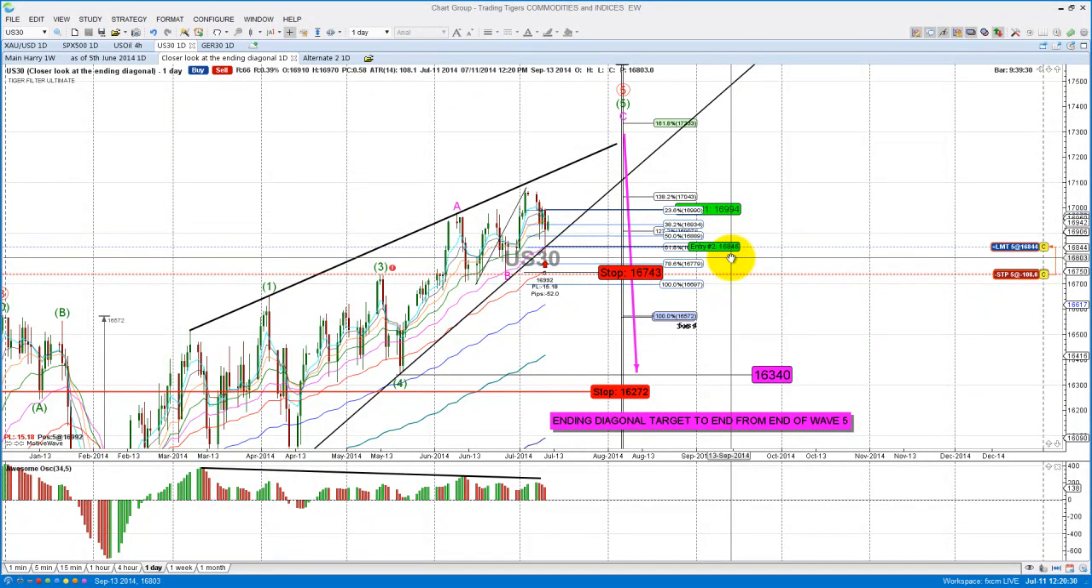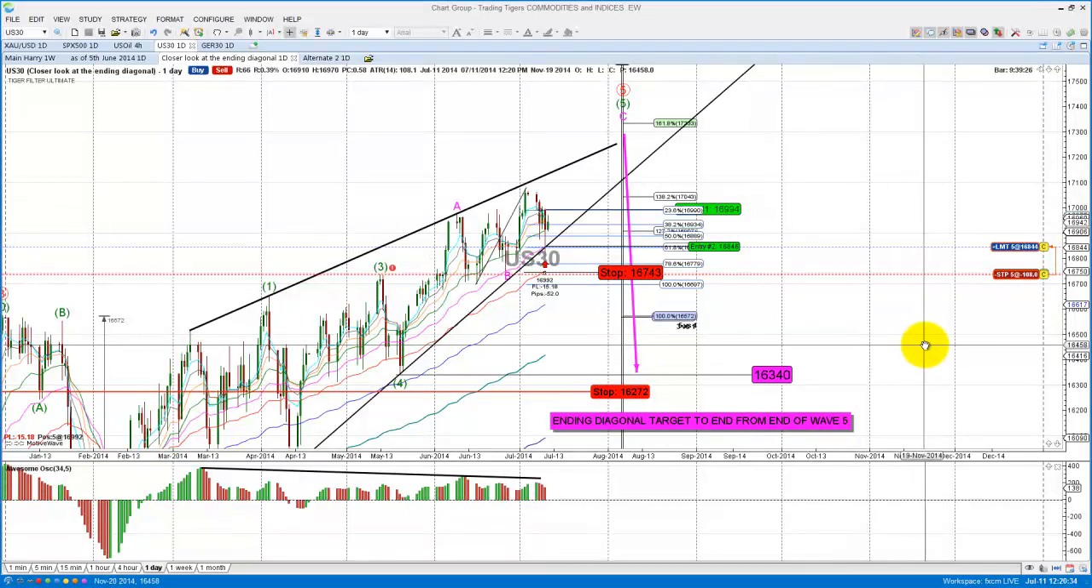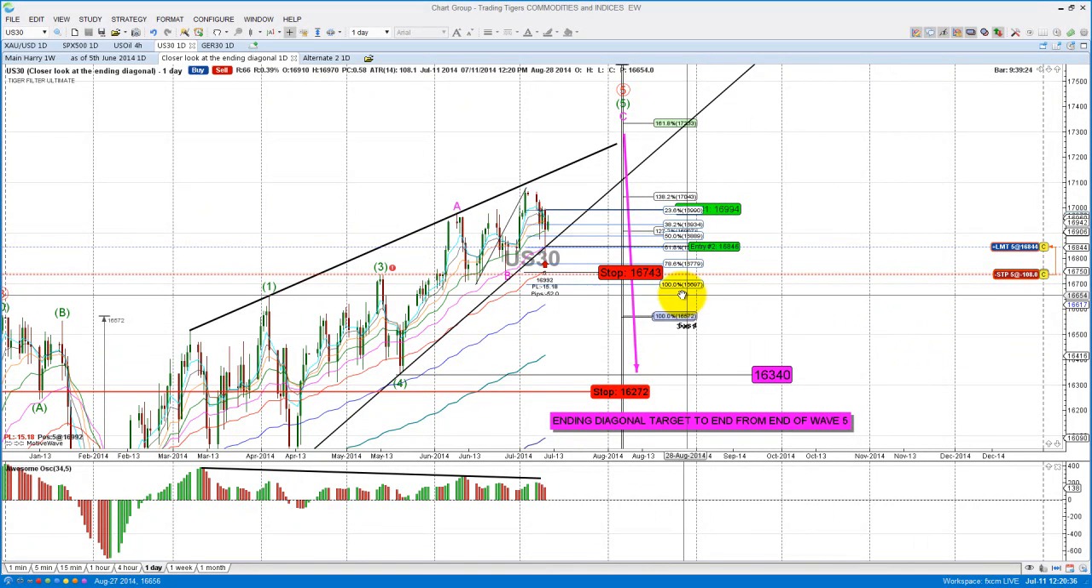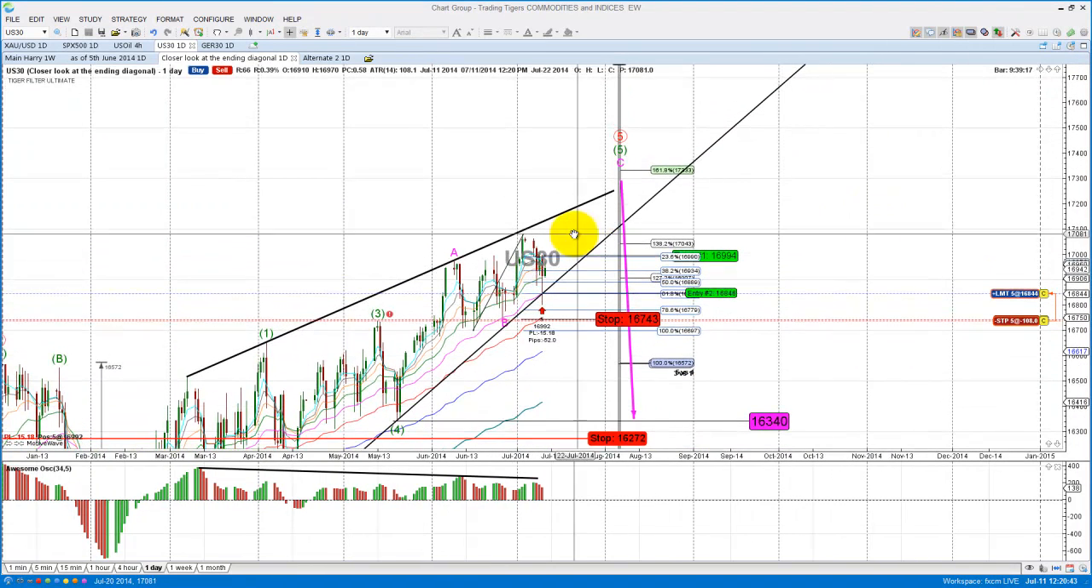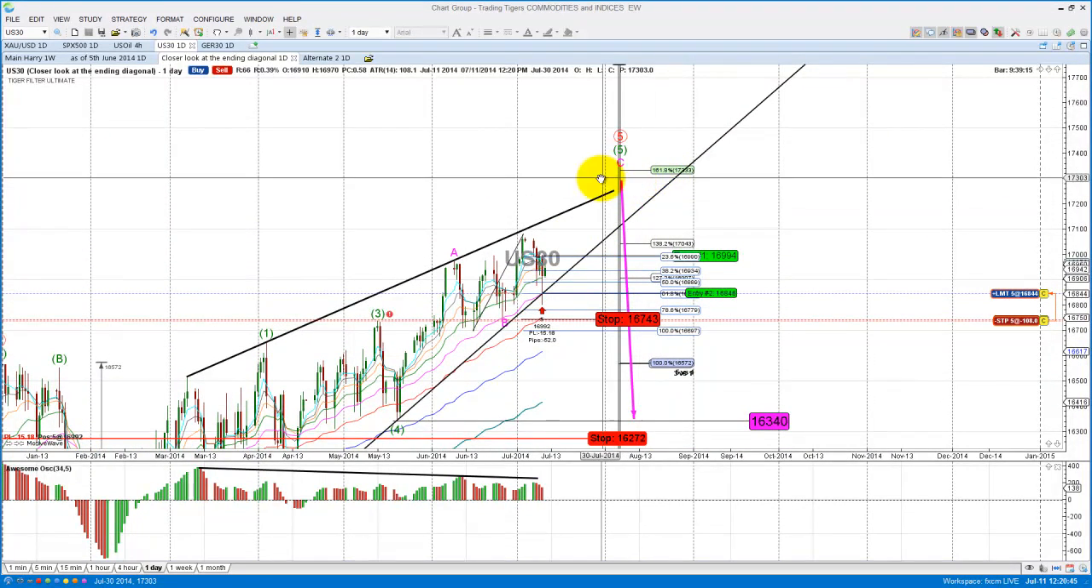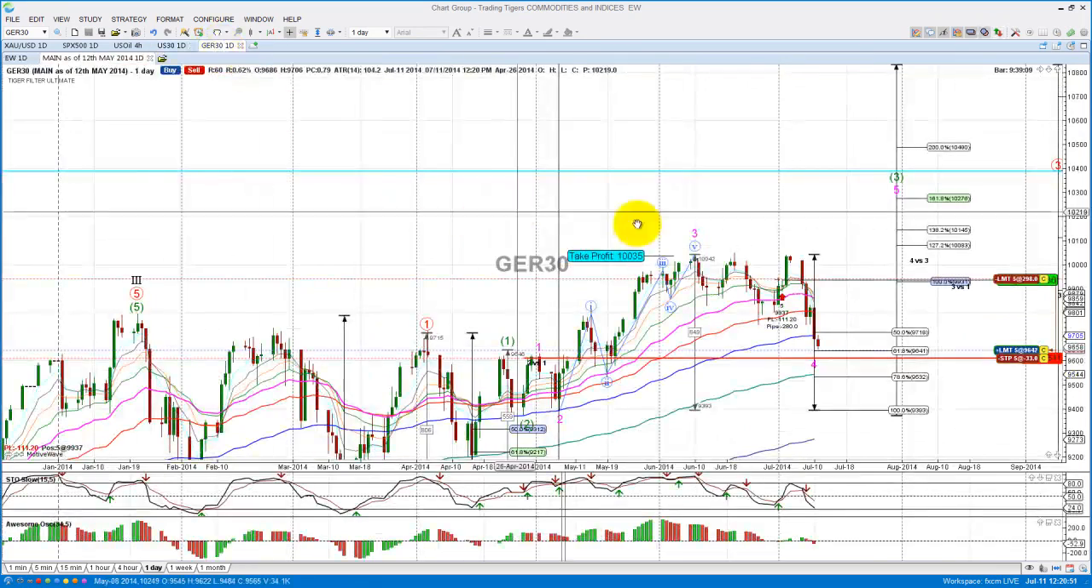We got another trade at 16846. Stop level at 16743. So target levels will be around this level here, 161.8 of the Fibonacci. Okay, fine, let's move to the German 30.